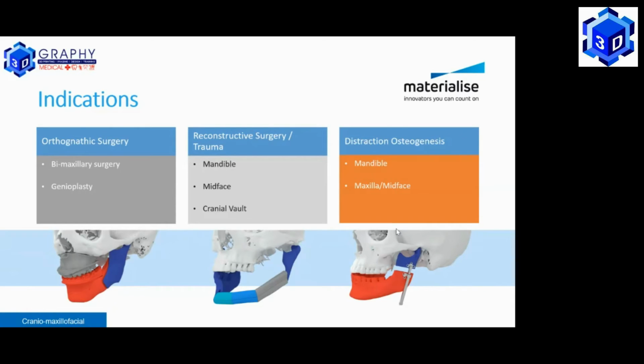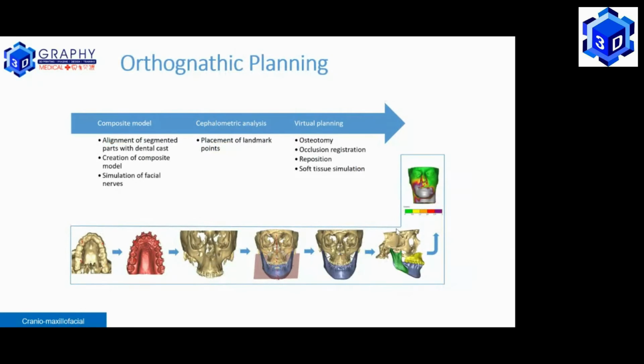Now, in this slide, you can see the indications. The indications for the ProPlan software are orthodontic surgery, reconstruction surgery, as well as distraction surgery. Now, coming to the orthodontic planning. These are the main 3 steps, or workflow, present in the orthodontic module. We start with the composite model, which talks about the alignment of segmented parts with dental cast, going ahead for the creation of the composite model. And then you can also achieve simulation of facial nerves.